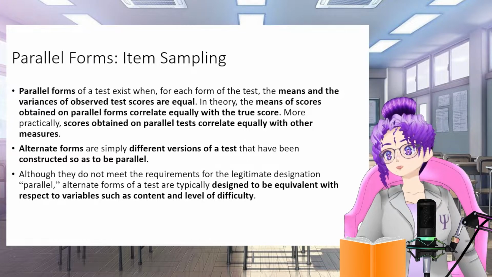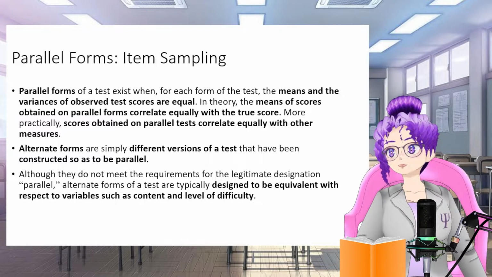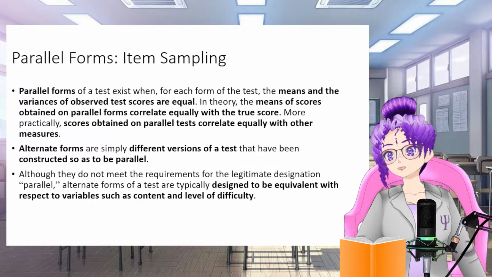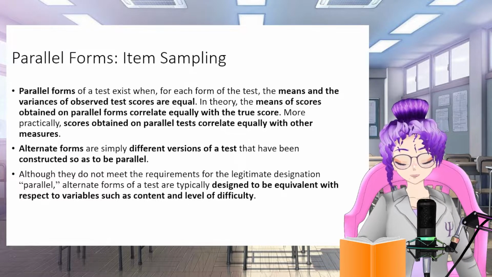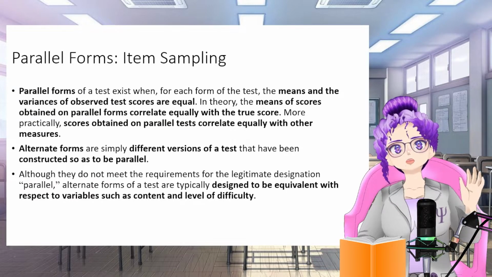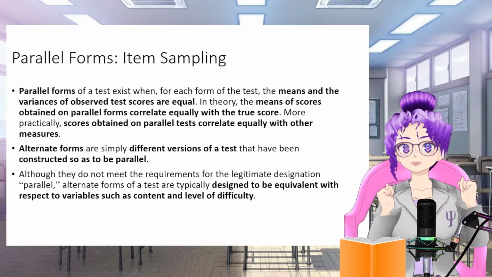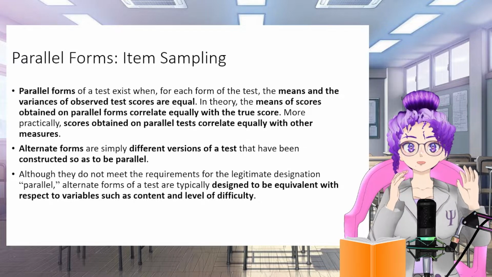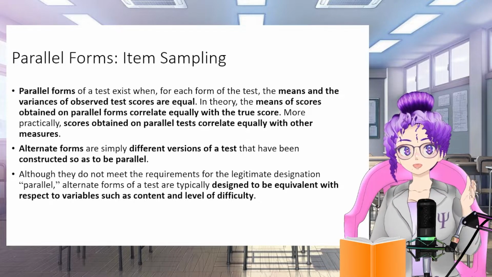Although they do not meet the requirements for legitimate designation as parallel, alternate forms of a test are typically designed to be equivalent with respect to variables such as content and level of difficulty. In some tests, for example intelligence tests, they have different forms. The Culture Fair Test has 4 forms: form A, form B, form C, form D. And this is given to a particular demographic.